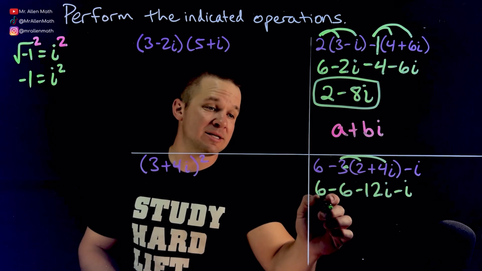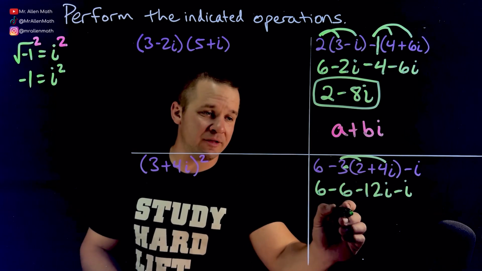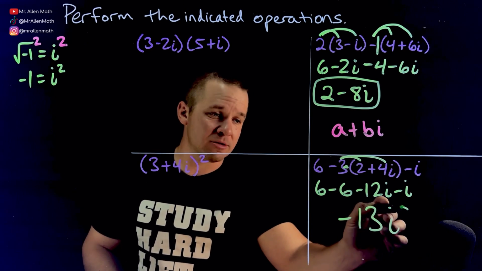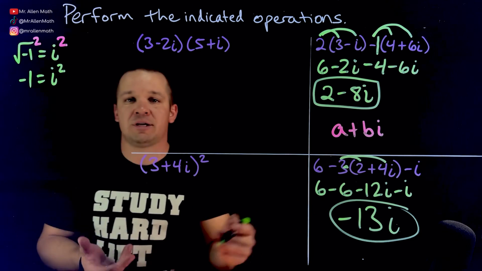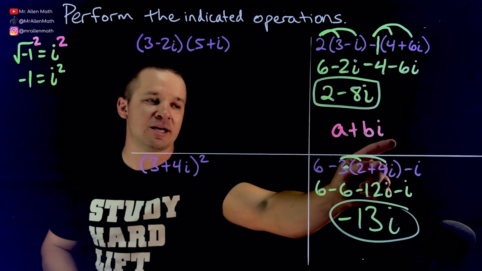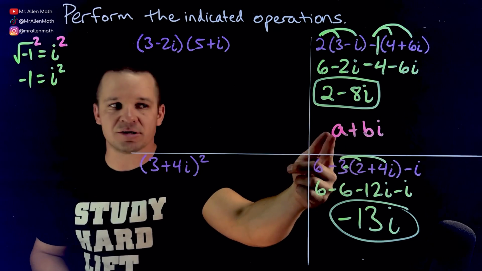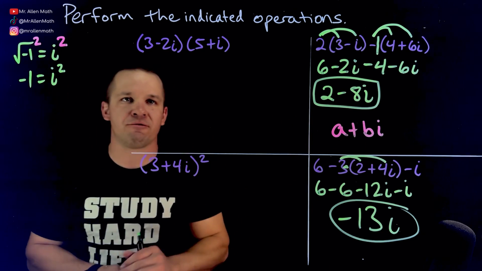Now I have 6 minus 6 is 0. And we have -12i minus 1i, that's -13i. So sometimes one of the things goes away. You're just left with -13i or 5, right? You can just be left with one number. It isn't always like this. In this case, a is just 0, right? And then b would be the -13 for that a plus bi form.